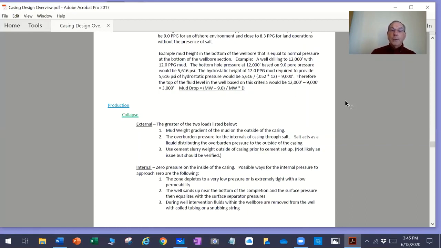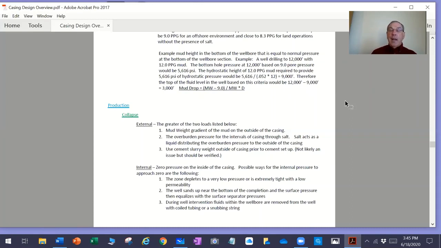The internal pressure is real easy to calculate. It's 0. We use 0 pressure on the inside of the casing for a production load case. And here are some possible ways for the internal pressure to approach 0. It's almost impossible to get to 0, but we can get to some pretty low values. The zone could deplete. You could complete a well in a gas zone, and over a long number of years, it simply depletes.